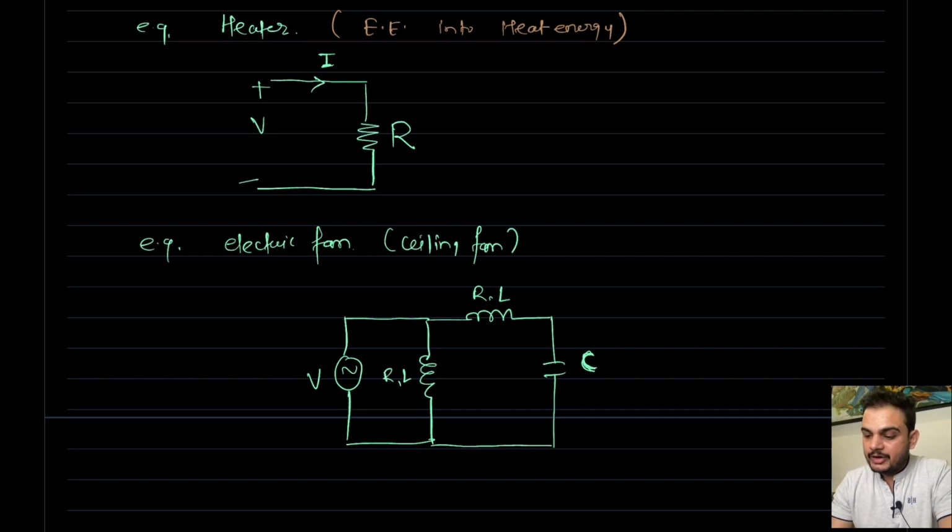Because in the electric fan, what is happening? We are giving electrical input, and at the output we are getting mechanical output, because it is a motor, right? It is a single phase induction motor. Now what is the purpose of a motor? It will convert electrical to mechanical energy. So definitely some energy conversion is taking place from electrical to mechanical.